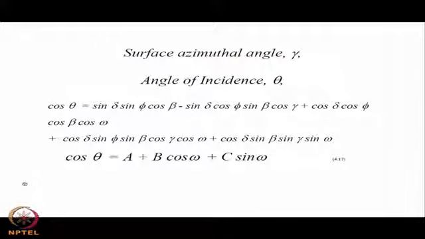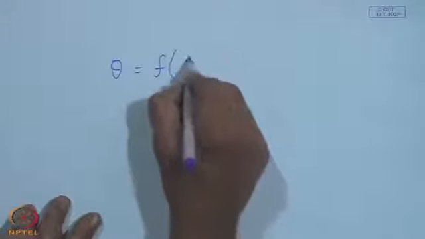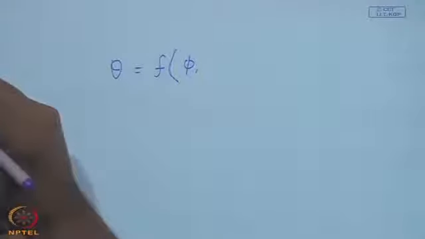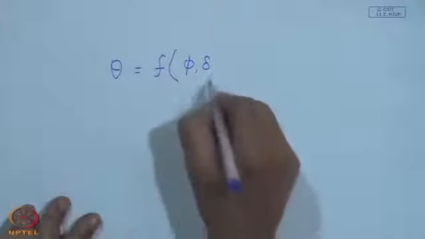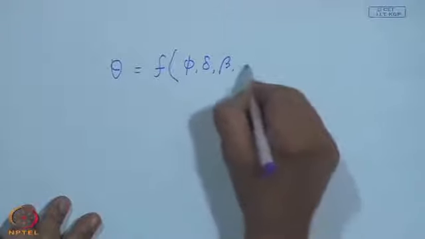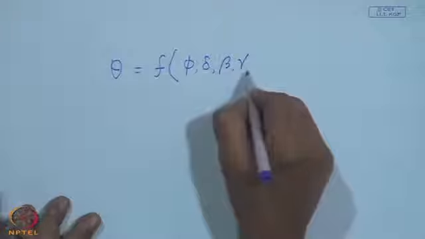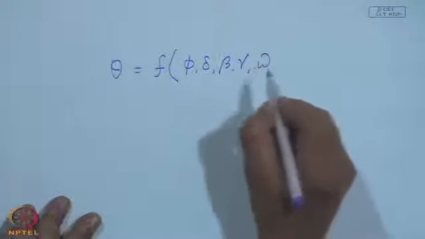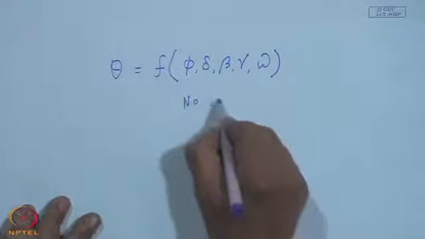So, surface azimuthal angle is gamma and the general angle of incidence is theta. What I can expect is theta to be a function of where I am, that is the latitude, and on what day, given by the declination, and then how the surface is oriented, the slope, and the azimuthal angle, is it towards due east or west or something else, and then the hour angle. You will find no longitude.